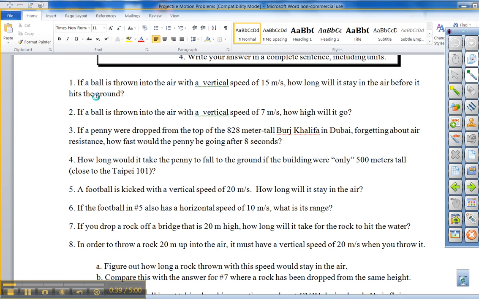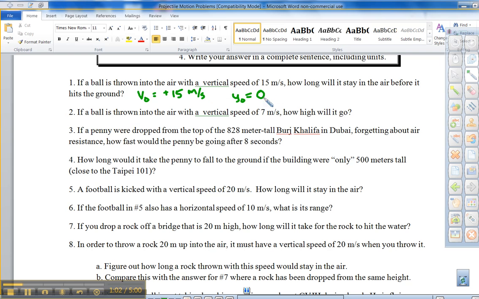So, if a ball is thrown into the air with vertical speed of 15 meters per second, how long will it stay in the air before it hits the ground? Okay, so we know that v naught equals positive 15 meters per second. y naught, we are going to assume the initial vertical height is 0, even though that's odd. And then a sub g is, of course, as it is on Earth, 9.8 meters per second squared.